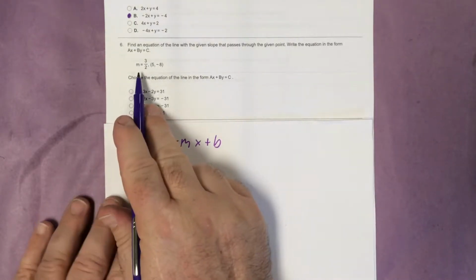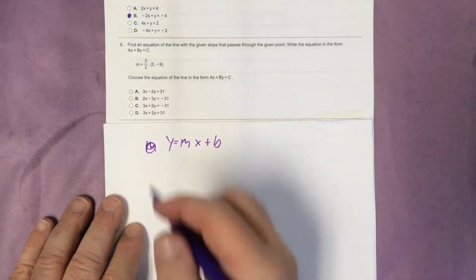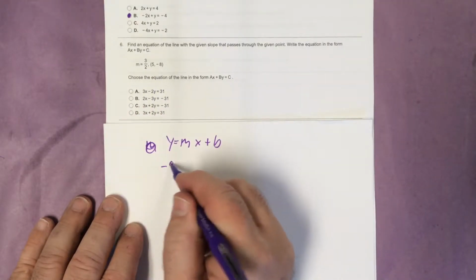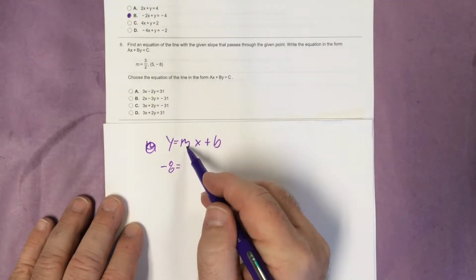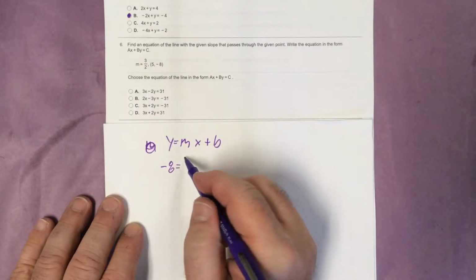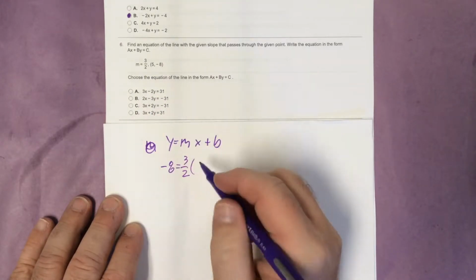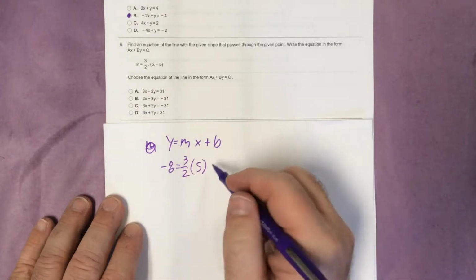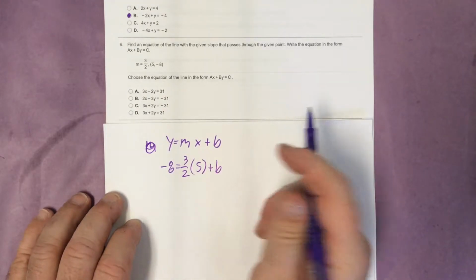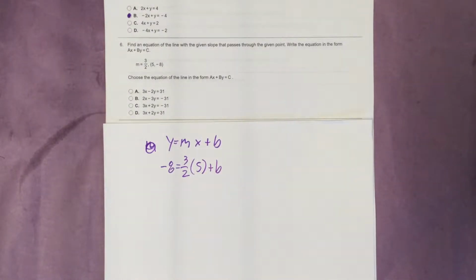Well, when they give me this here, they give me m, they give me x, they give me y. So y from this is -8. m is going to be equal to 3 over 2. The value of x is going to be 5, and it's the value of b that we're looking for at this point. So we're going to try to find what that value is.